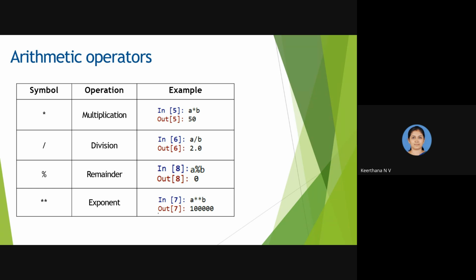The next one is exponent, which means powers. So 2 power 2, 3 power 2, like that. A star star B means it will work like 10 power 5. So 10 into 10 into 10 into 10 into 10 will give you the output as 1 lakh.